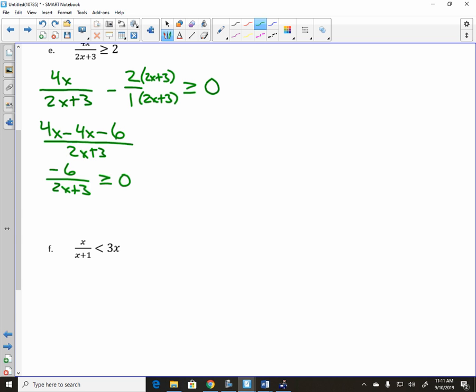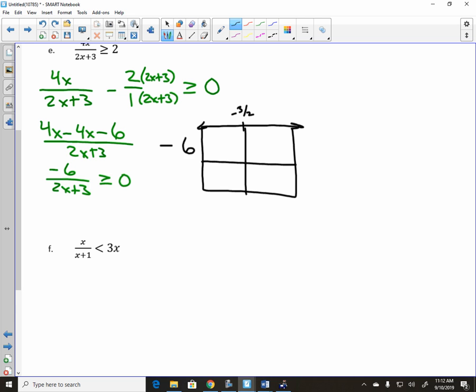Is the top ever equal to 0? The top is just always negative 6. Is the bottom ever equal to 0? Where? Negative 3/2. So I mark off negative 3/2. So how many columns do I have? 2. And I'm going to then, we have 2 factors. We have the top, which is negative 6, and we have the bottom, which is 2x plus 3.